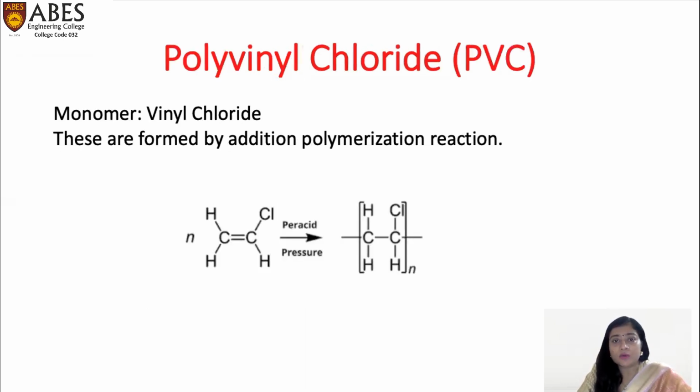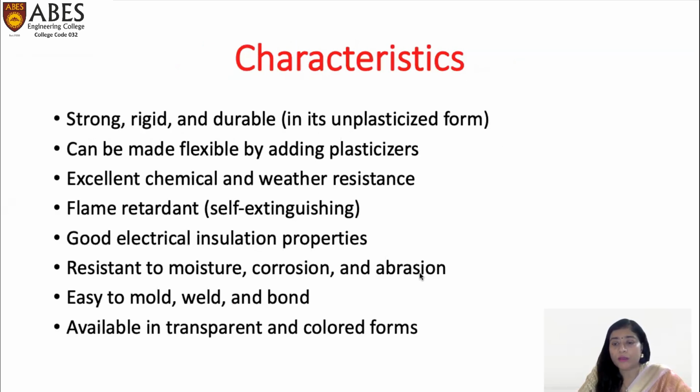Next is polyvinyl chloride, also popularly known as PVC. Its monomer is known as vinyl chloride. They're also formed by addition polymerization reaction. You can see in the presence of peracid, this vinyl chloride is getting polymerized into polyvinyl chloride. Its characteristics include strong, rigid, and durable properties.